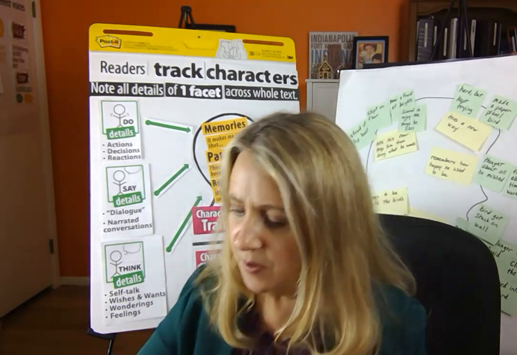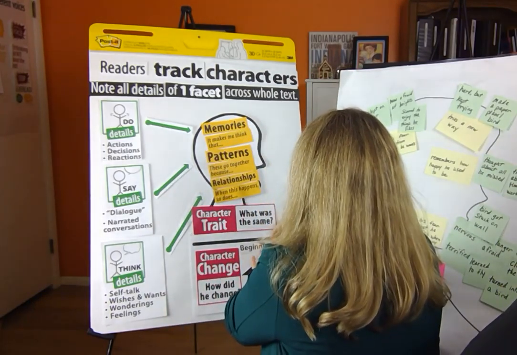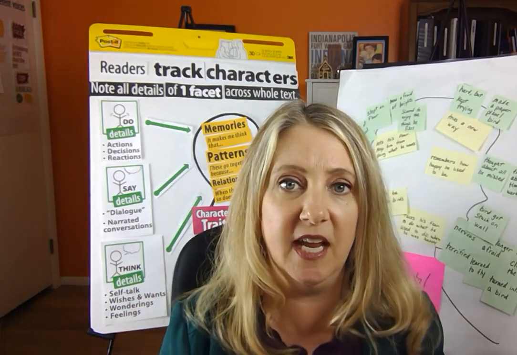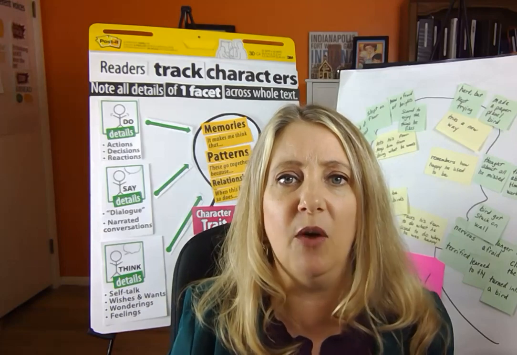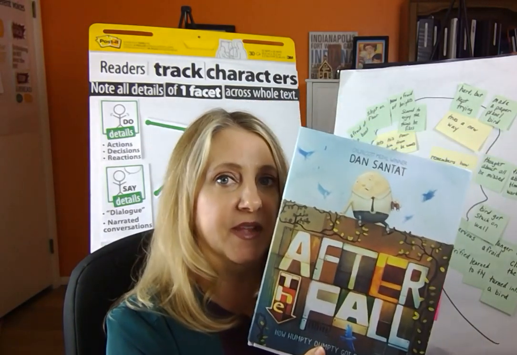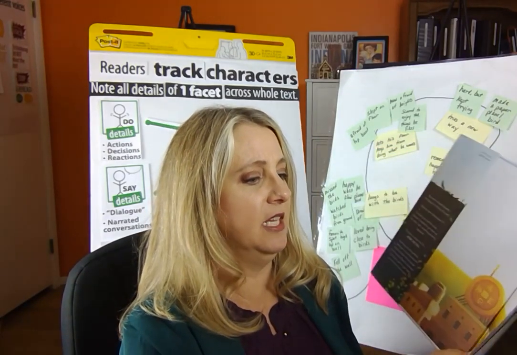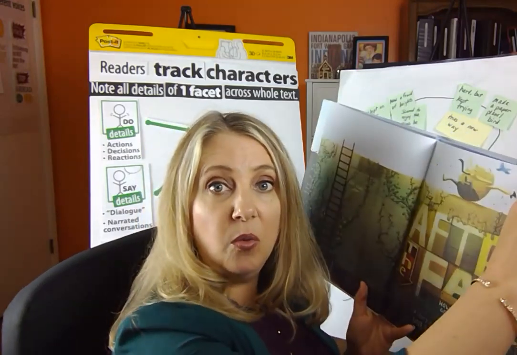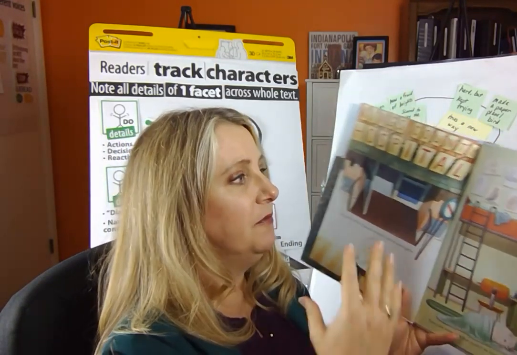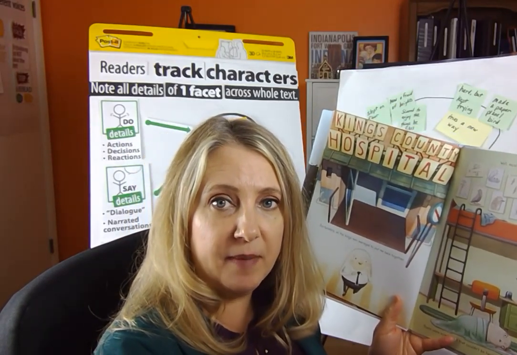Okay? So I'm going to put this up on our chart here, because that's what we're really working on. What's that tipping point that made them change from beginning to end? So let's try it out with the text that we've been working on together. I want you to do some thinking about After the Fall, okay? So in the beginning, how was Humpty? What did Humpty think, or what did Humpty feel, or what did Humpty believe? What do we know about Humpty?